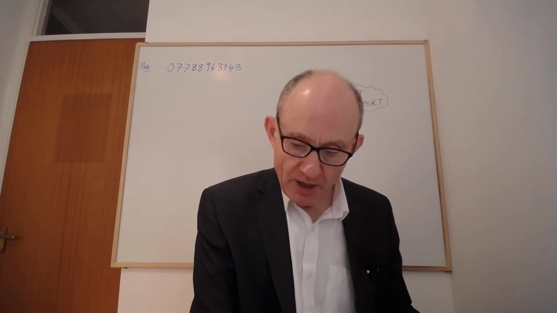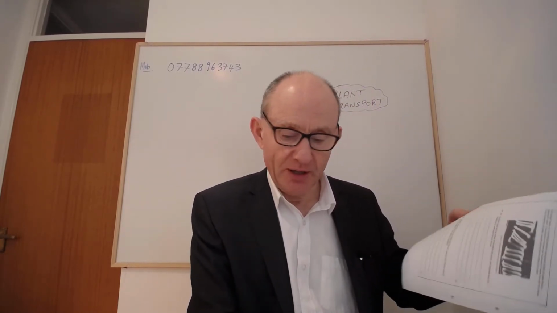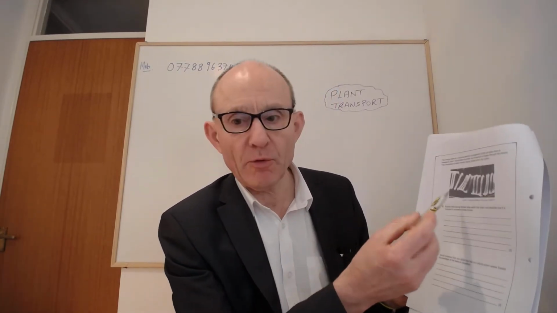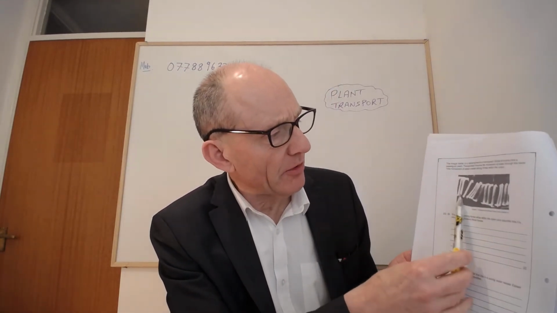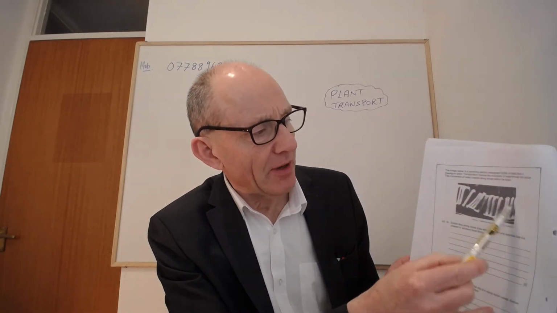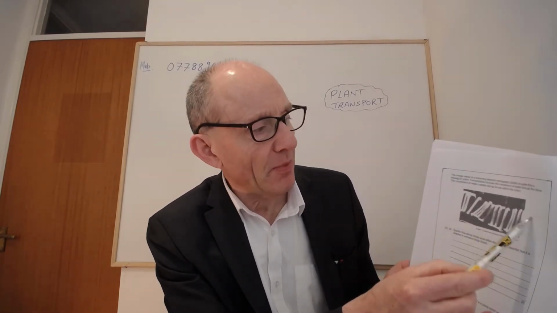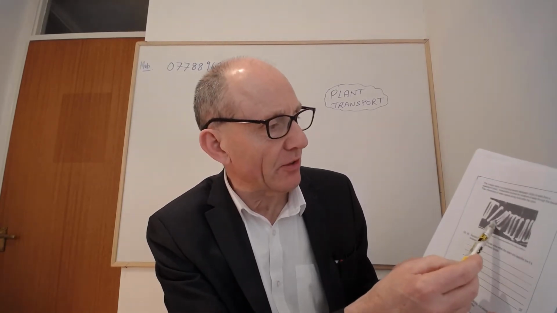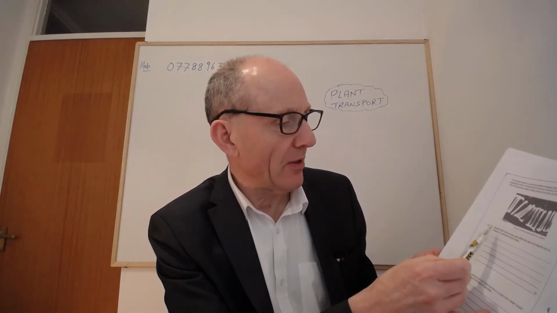I'm just looking here at question 10C in the booklet. And you'll see it shows a kind of photograph. It's a very difficult photograph to see, but it's supposed to be of a xylem vessel. So that's the xylem vessel there. And that's the pattern of lignin. And you can see it looks like a kind of spiral pattern.